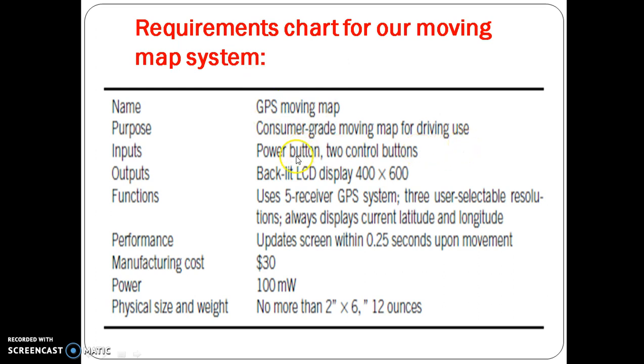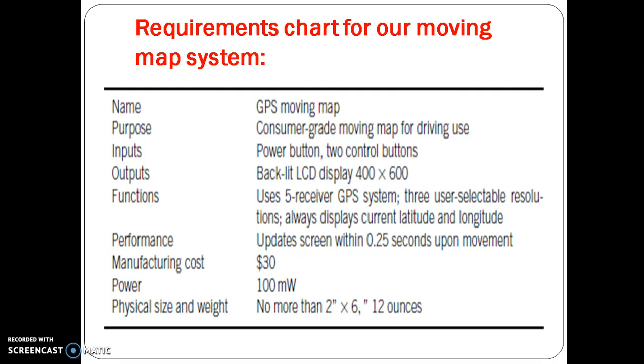And what are the things he needs? One power button, 2 control buttons, and input. The power button means the start button. The control buttons are for the longitude value and the latitude value. How should it display? On the LCD display, and the resolution is specified as about 400x600. And how does it function? The principle we have seen about the 5 different receiver systems, and you select any of the 3 resolutions and display the current latitude and longitude.